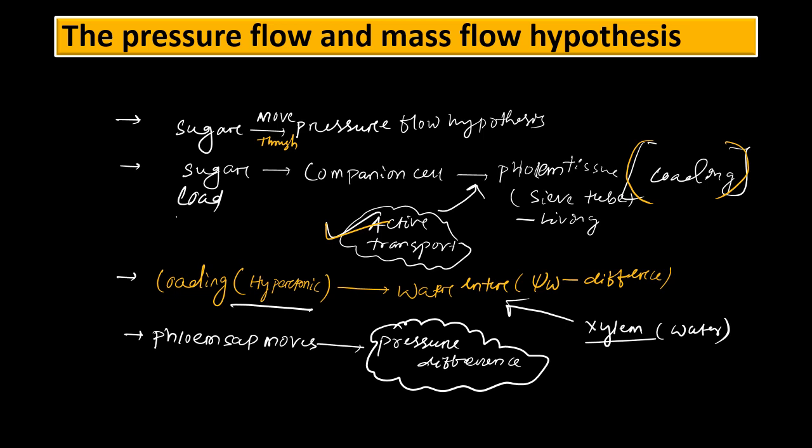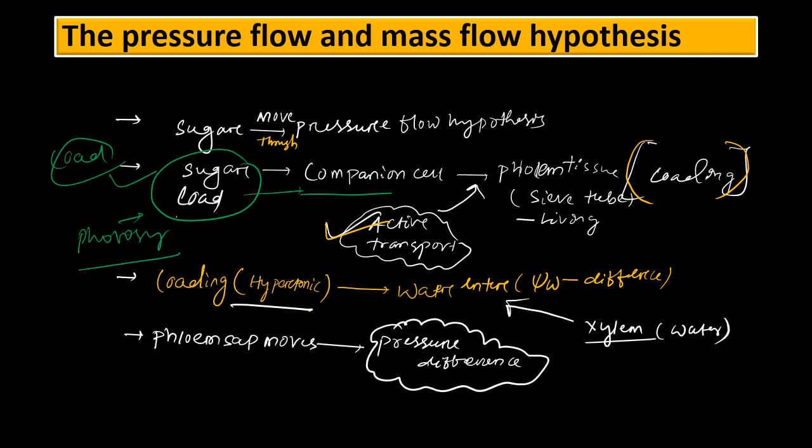Phloem transport occurs through pressure. This is known as the mass flow or bulk flow hypothesis. I will discuss how this mass flow or bulk flow occurs. The first concept I will discuss is loading. How does loading occur? First, sugar is synthesized through photosynthesis. After photosynthesis, this sugar is loaded to the nearby cell.